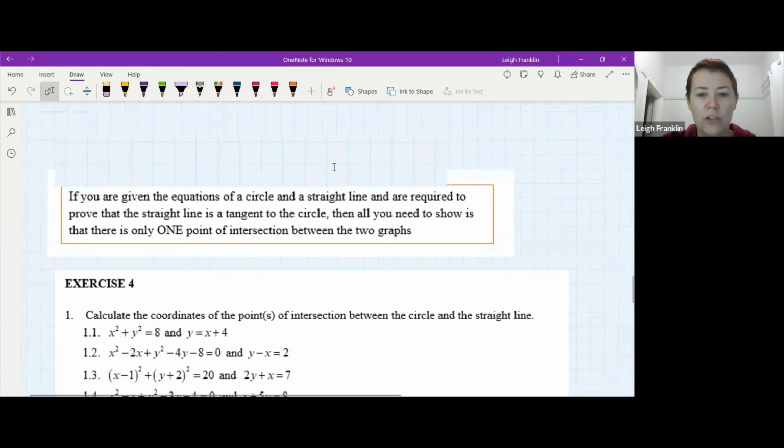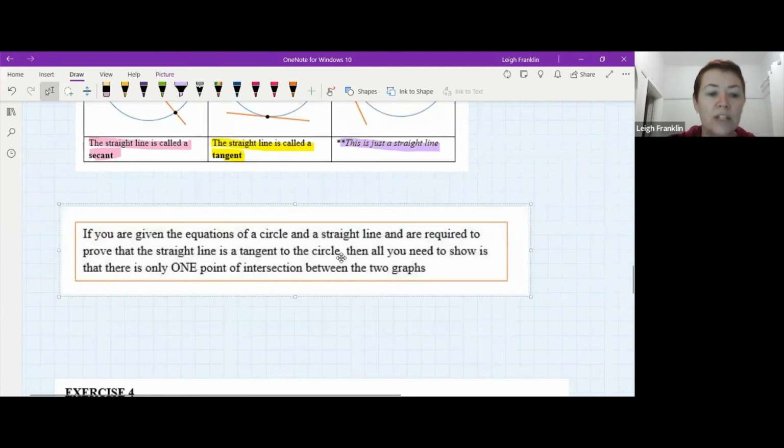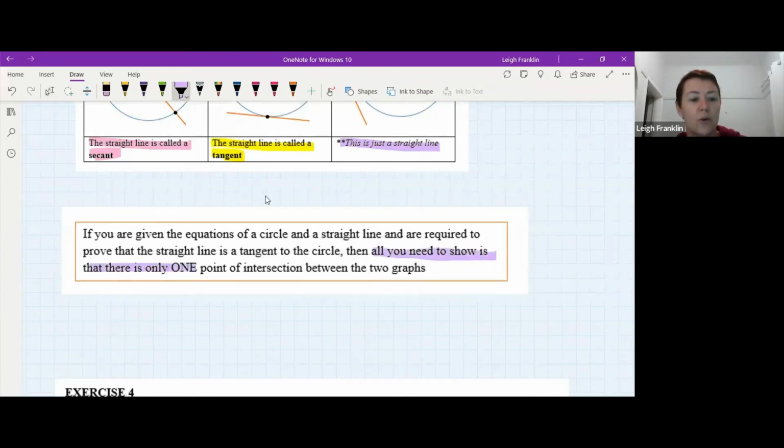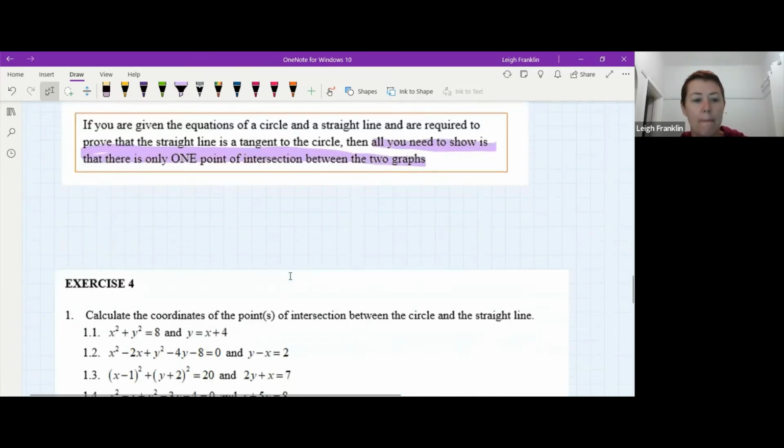If they then asked you to show that a line was a tangent to a circle, what you would need to do is show that there's only 1 point of intersection between the 2. So if they do ever ask you to show that a line is a tangent to a circle, all you need to show is that there is only 1 point of intersection between the 2 graphs. Okay, does that make sense to everyone?